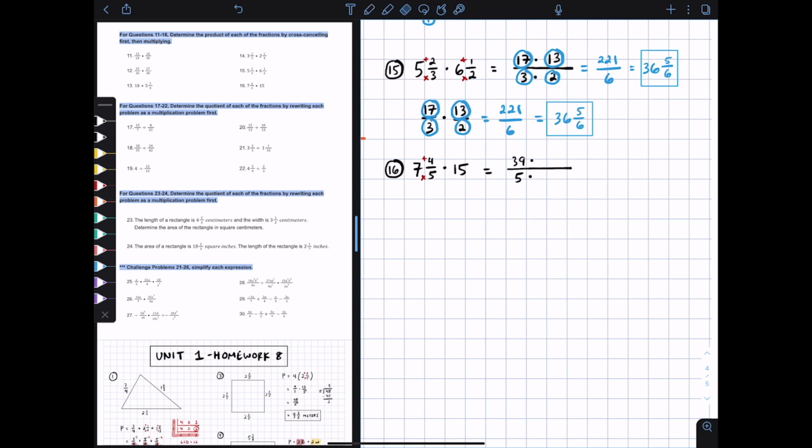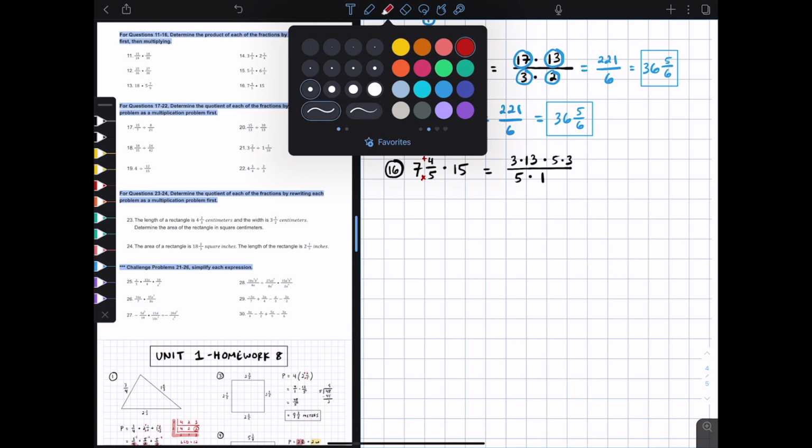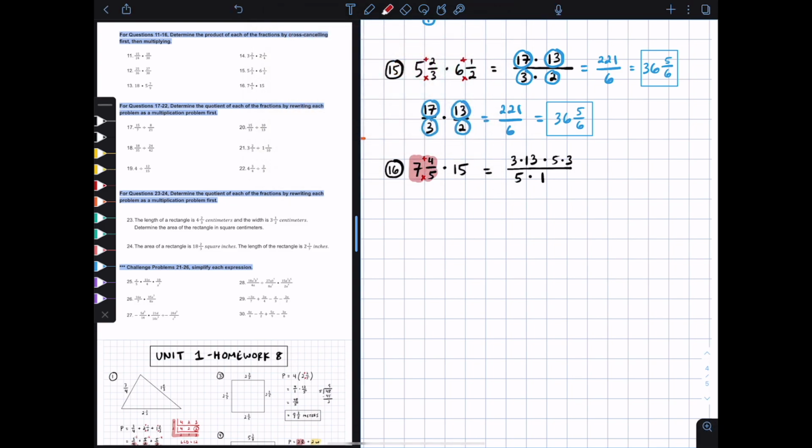Oh, actually, I forgot. 39 is not prime. 39 is 3 times 13. And then if we look at 15, 15 is going to be broken into 5 times 3. And that's 15 over 1, right? So let me go ahead and be consistent here with everything. This is 39 over 5. And this 15 here is going to be 15 over 1, okay? So there you have everything as prime factors.